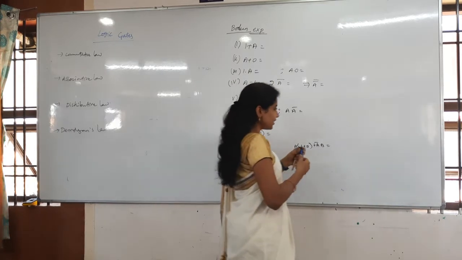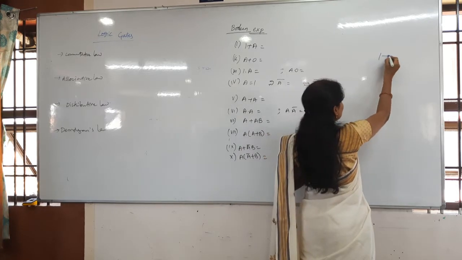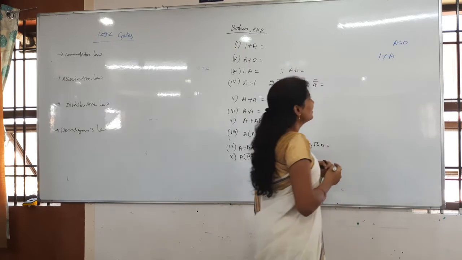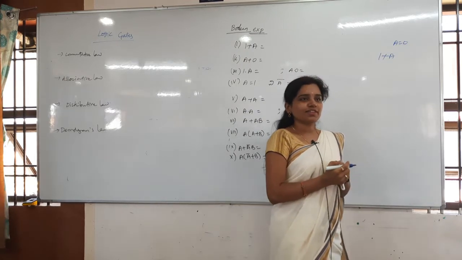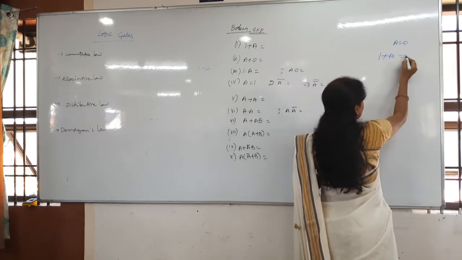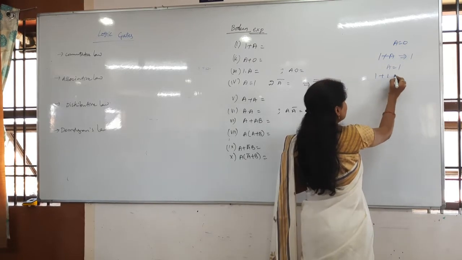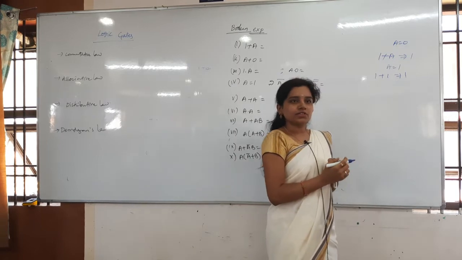Listen, don't feel shy. Yeah, A is equal to 0. Whenever A is equal to 0, the answer is how much? 1. Whenever A is equal to 1, 1 plus 1 is again how much? 1 only. So what are you getting here?